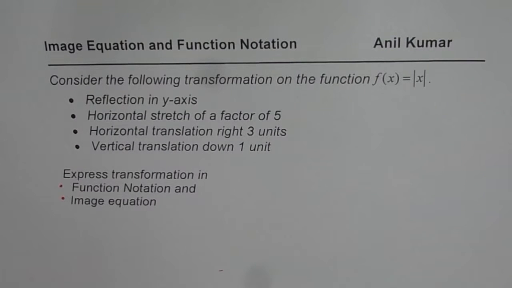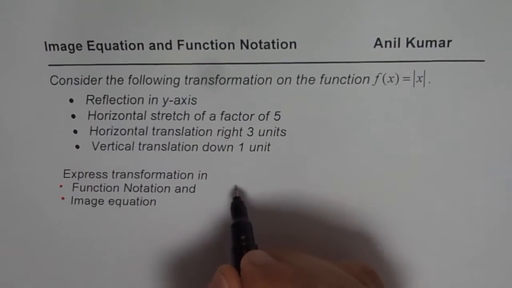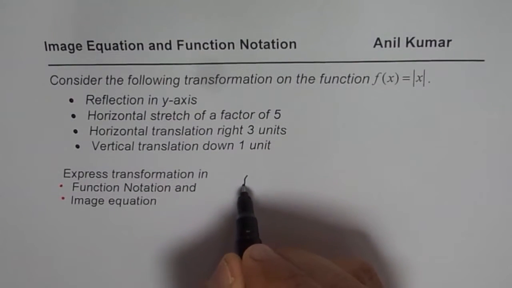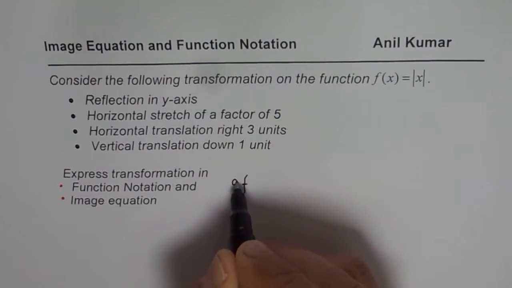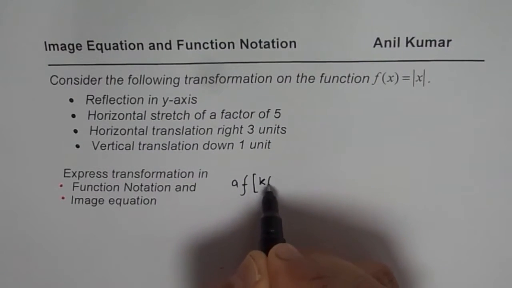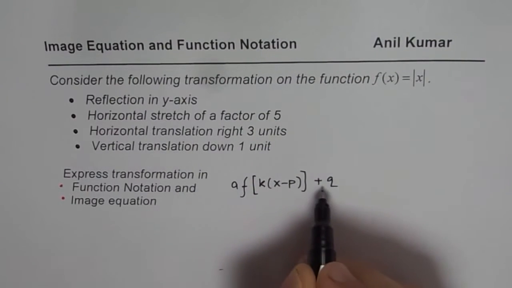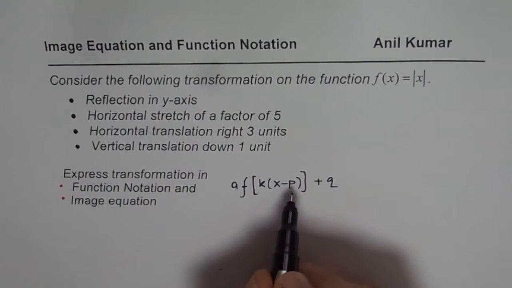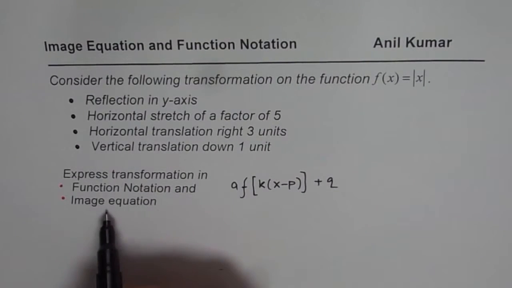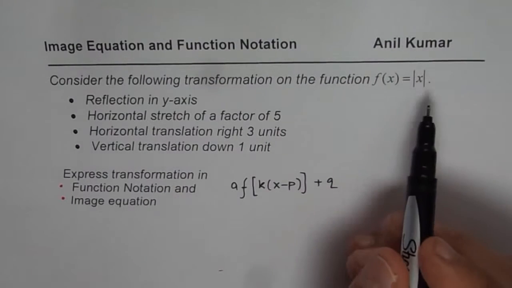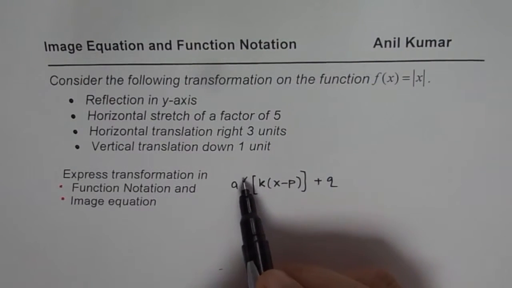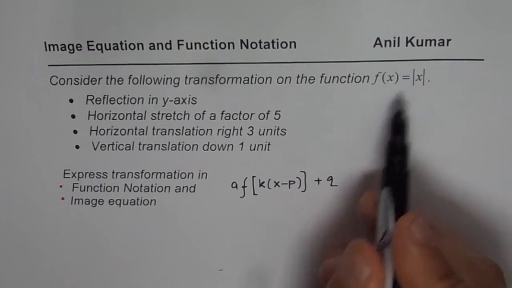Now there was confusion among students about what is what, so we'll make that clear in this video. Function notation is writing the function in the form of a times f of (k(x minus p)) plus q. When you write this general equation, it becomes function notation. When we are saying image of an equation, in that case you have to use the function itself. So instead of writing f here, you have to write absolute x. So that is the difference.